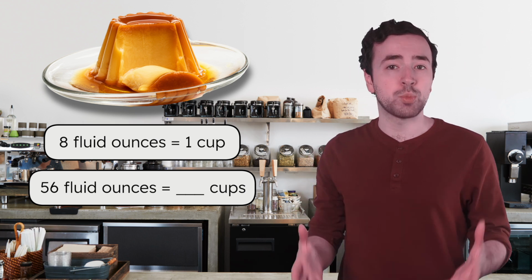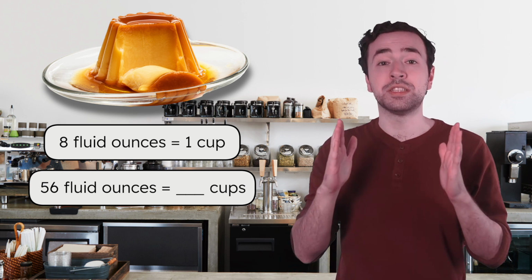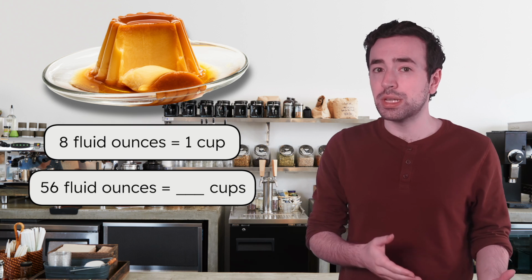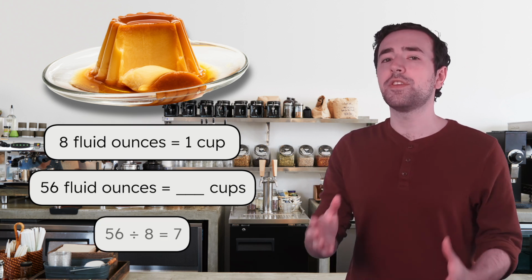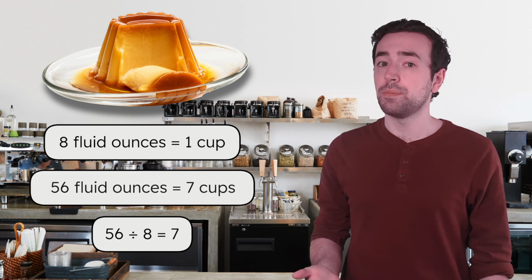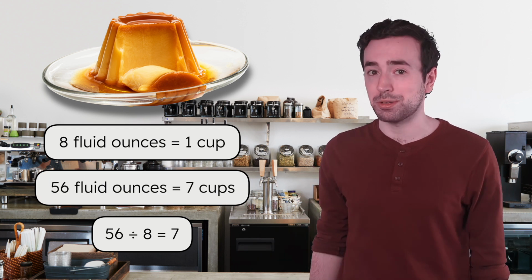To switch from a smaller unit to a larger unit, we divide. That's because we're figuring out how many equal groups of these smaller units fit into the larger unit. 56 fluid ounces divided by 8 equals 7 cups. So the recipe needs 7 cups of milk.